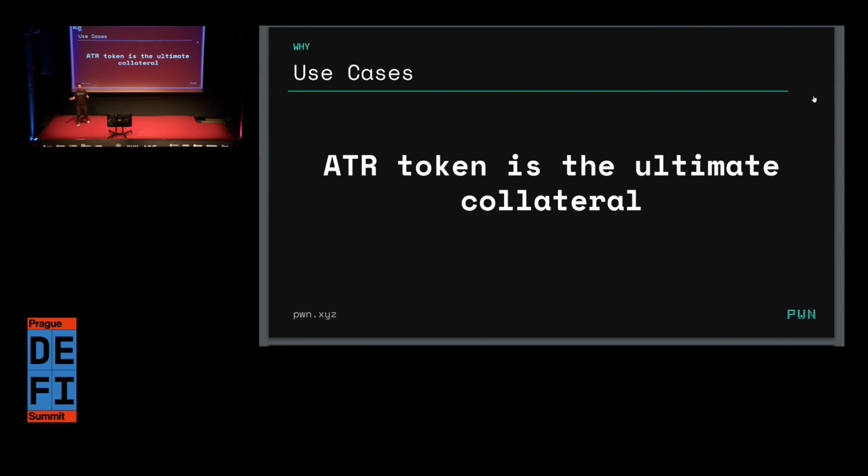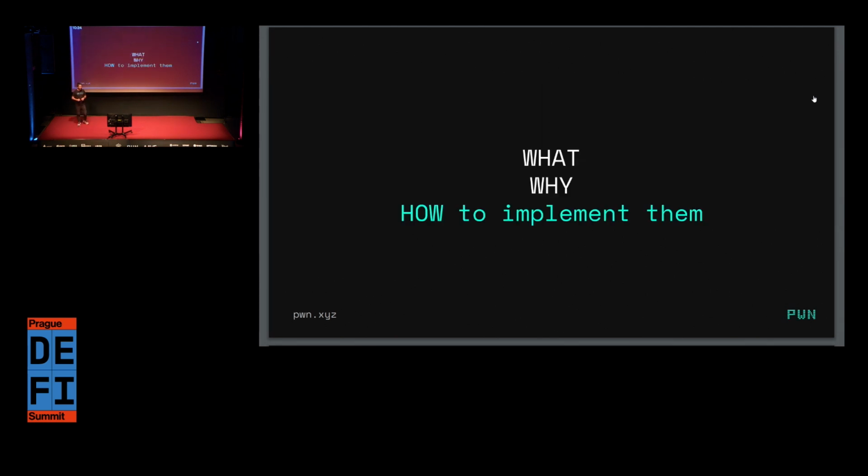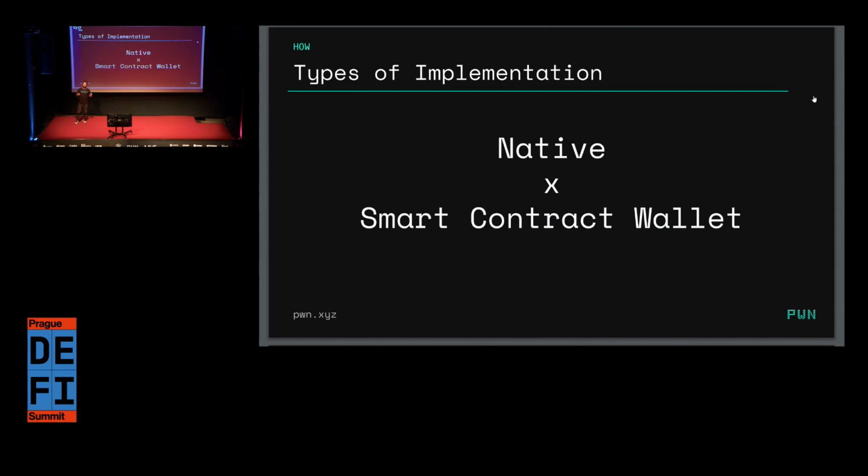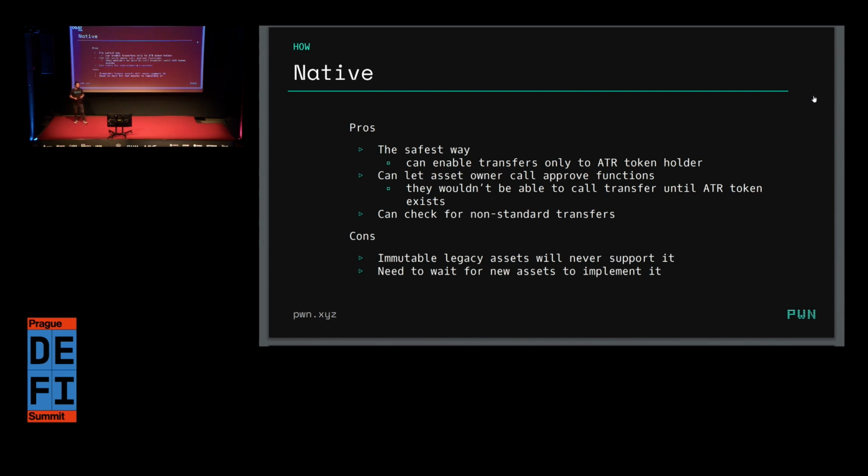Thank you. So that was the why, the few use cases I wanted to mention, and now how to implement them. We have two ways. One is natively, if the asset supports tokenization of transfer rights, and the second is by some kind of smart contract wallet, which would allow us to tokenize the transfer rights of the asset held in that safe, while respecting the transfer constraints. The native approach is great.